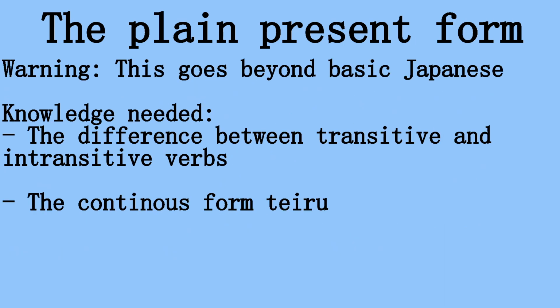I have to give a little warning for the third use of the dictionary form because this one goes beyond the basics of Japanese. To completely understand the third use of the dictionary form, or the plain present form, you need the knowledge about the following: the difference between transitive and intransitive verbs, and an understanding of the continuous form te iru. If you are from the future, I already made the lessons about these two topics. Links to these videos will now appear in the top right corner. Otherwise, you will find helpful links to external sources if you want to do your own research into the topics. You find the links in the description or the comments.